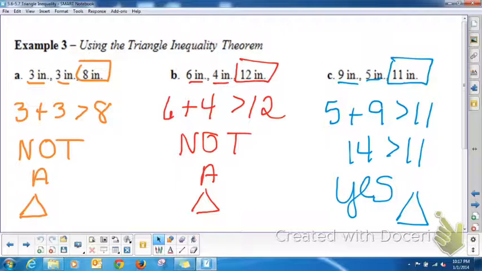So A didn't work because 6 is not greater than 8. B didn't work because 10 is not greater than 12. C worked because the two smaller sides of this triangle were greater than the third side.